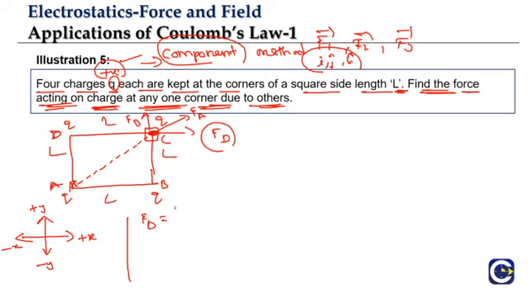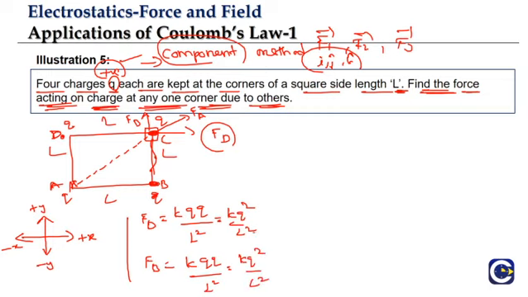The value of the force will be K into Q into q by distance L, so L square, which is kq square by L square. We are looking at the force because of this charge on the charge at the corner C. And the force because of the charge at corner B on C: K into this charge Q, this is also Q, divided by the distance between these two, which is L. So we have kq square by L square.